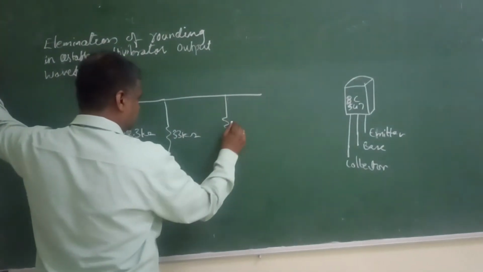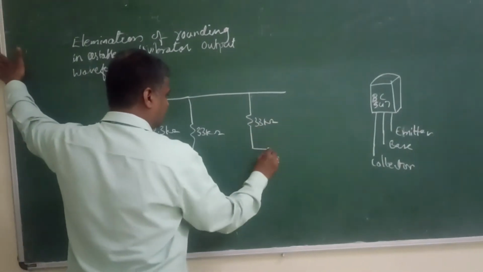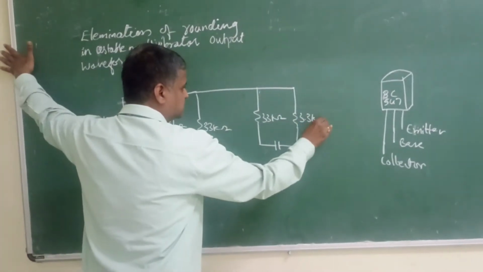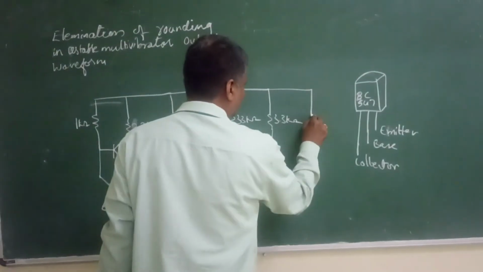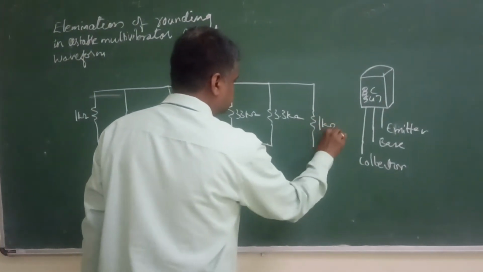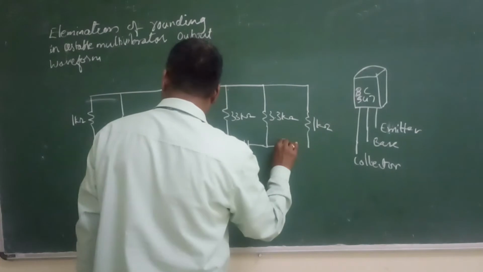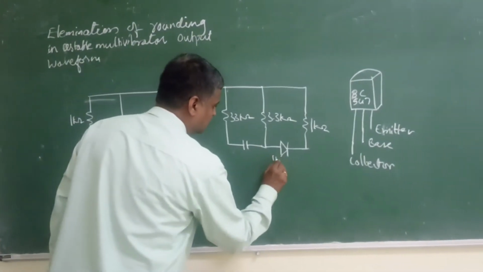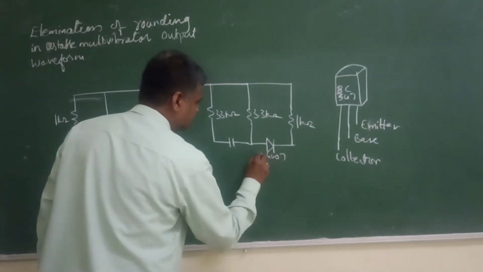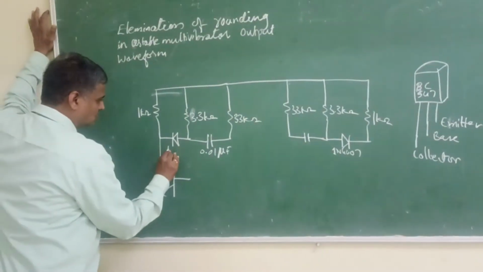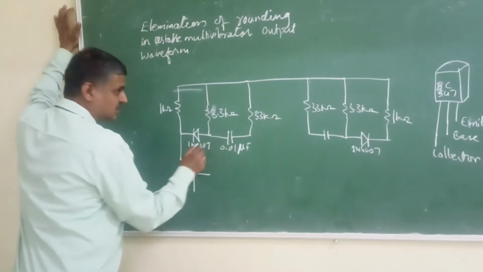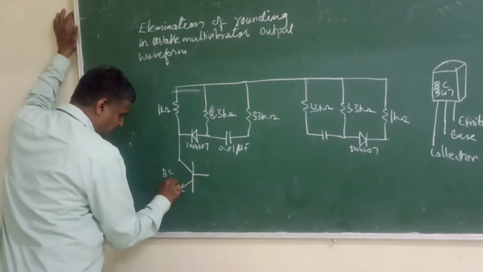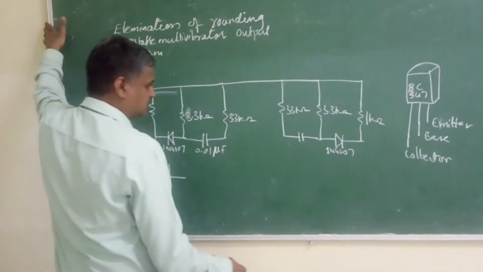Then again you have a 33 kilo ohm resistor followed by a capacitor, and then a 3.3 kilo ohm resistor followed by one more 1 kilo ohm resistor. Then I will take a diode connected in this direction. This diode is simply 1N4007. Remember, this is 1N4007. As I told you, this transistor is numbered BC547. This is an NPN transistor.